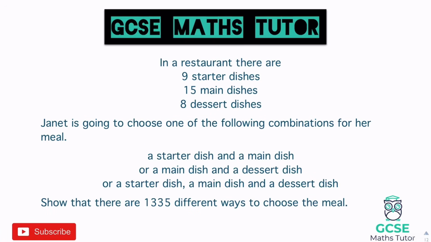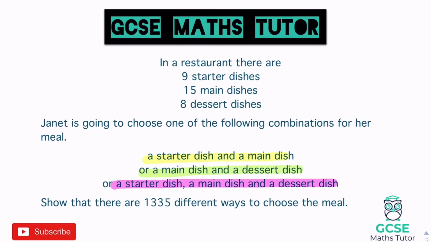Right, okay, so this question says, in a restaurant there are 9 starters, 15 mains and 8 desserts. Janet is going to choose one of the following combinations for her meal. So she's going to choose either a starter and a main, I'm going to do this in different colours, or a main and a dessert, sorry. Or her final option is she's going to have a starter, a main and a dessert, so all 3. Show that there are 1,335 different ways to choose the meal.